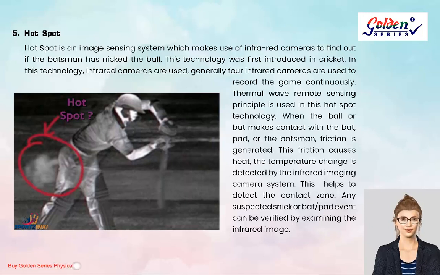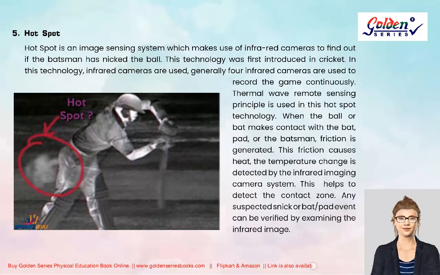When the ball makes contact with the bat, pad, or the batsman, friction is generated. This friction causes heat. The temperature change is detected by the infrared imaging camera system. This helps to detect the contact zone. Any suspected snick or bat pad event can be verified by examining the infrared image.